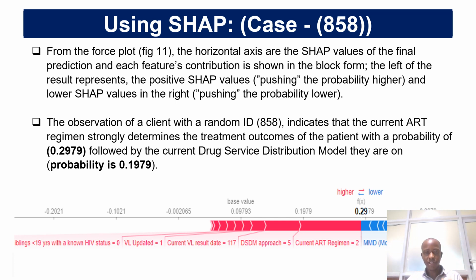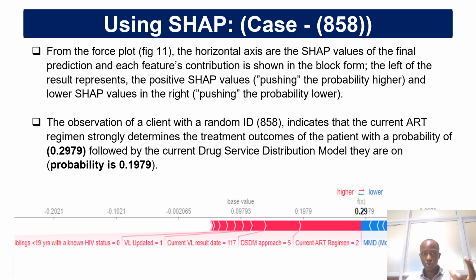And what we see in the SHAP plot is that what strongly determines the VL result of this client is going to be the current regimen they are on, followed by the DSDM approach. So what you see on the left in red is a higher probability. Those are the variables which are most likely to affect my target variable. What you see in blue, those have a lower probability.